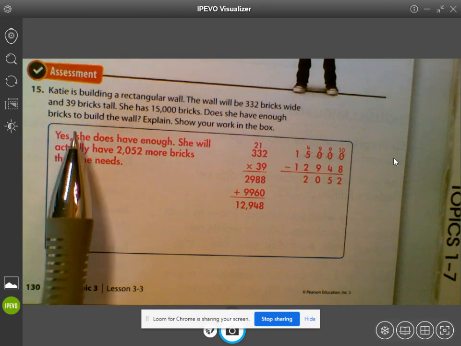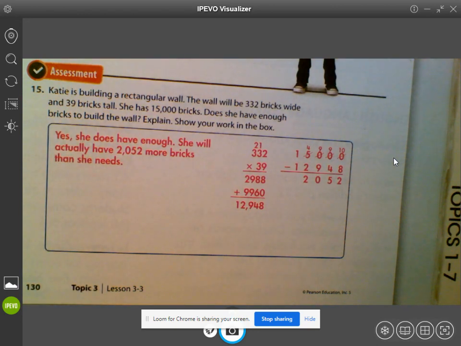It said, Katie is building a rectangular wall. The wall will be 332 bricks wide. So we know that when we talk about wide, we're meaning from left to right. It's going to be 332 bricks and 39 bricks tall. And we know when we hear the word tall, we're talking top to bottom, up and down. She has 15,000 bricks. Does she have enough bricks to build the wall? Explain and show your work in the box.